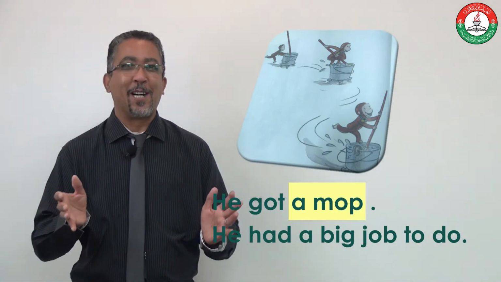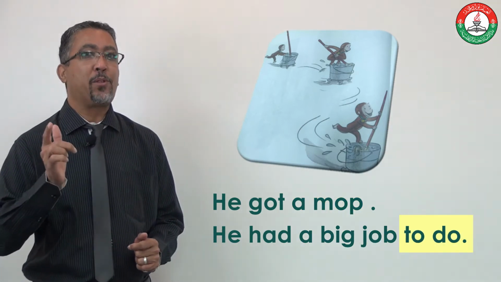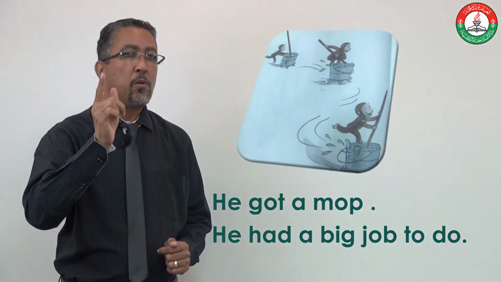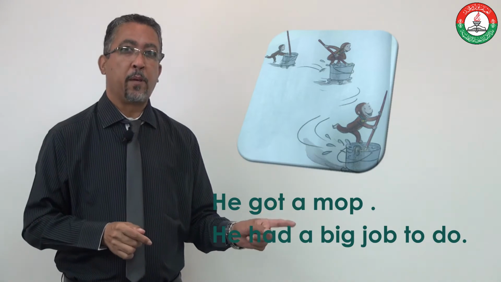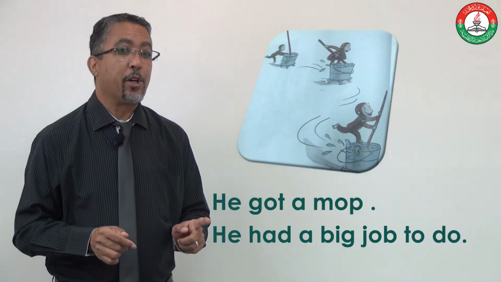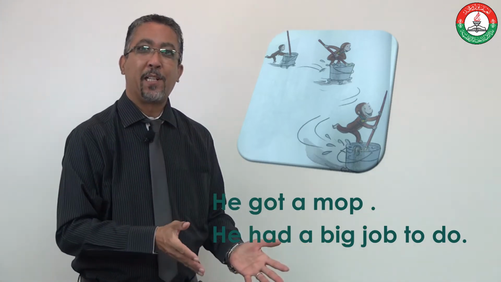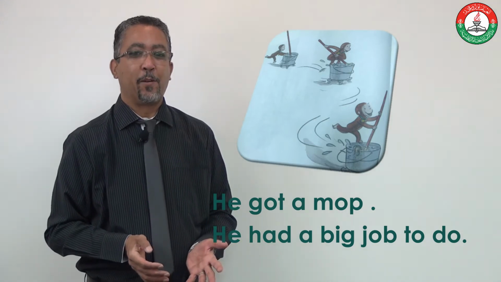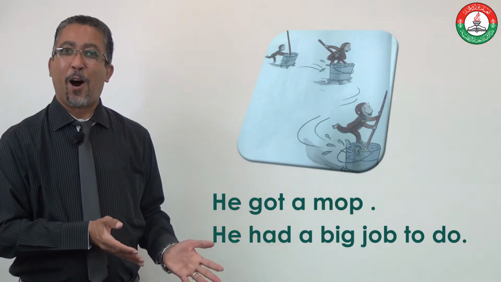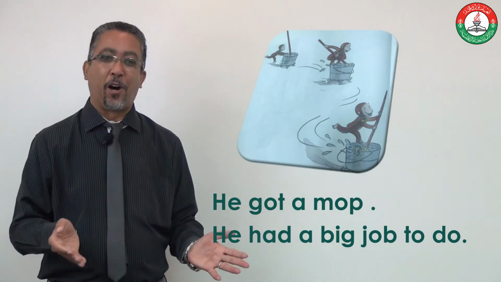He got a mop. He had a big job to do. George is very clever. George knows that he made a big mess. So what did he do? He got a mop because he wanted to clean up the mess he made. But look at the picture. While he's getting the mop, he is having a lot of fun riding on the bucket.